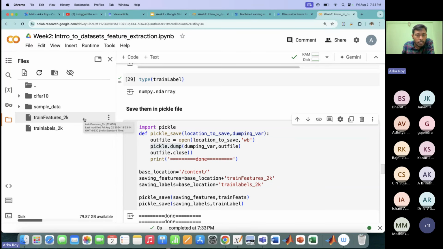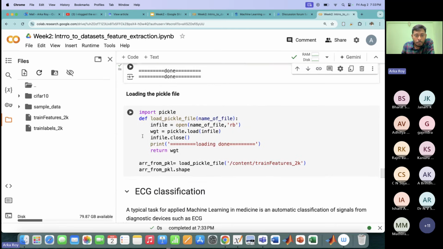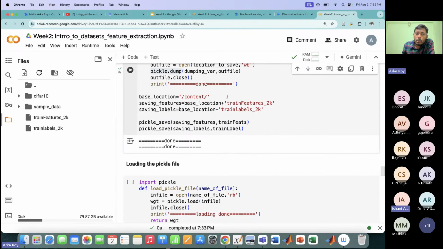The font is quite small. I don't know whether it is visible at your side or not. At the same time, now you have stored the data.